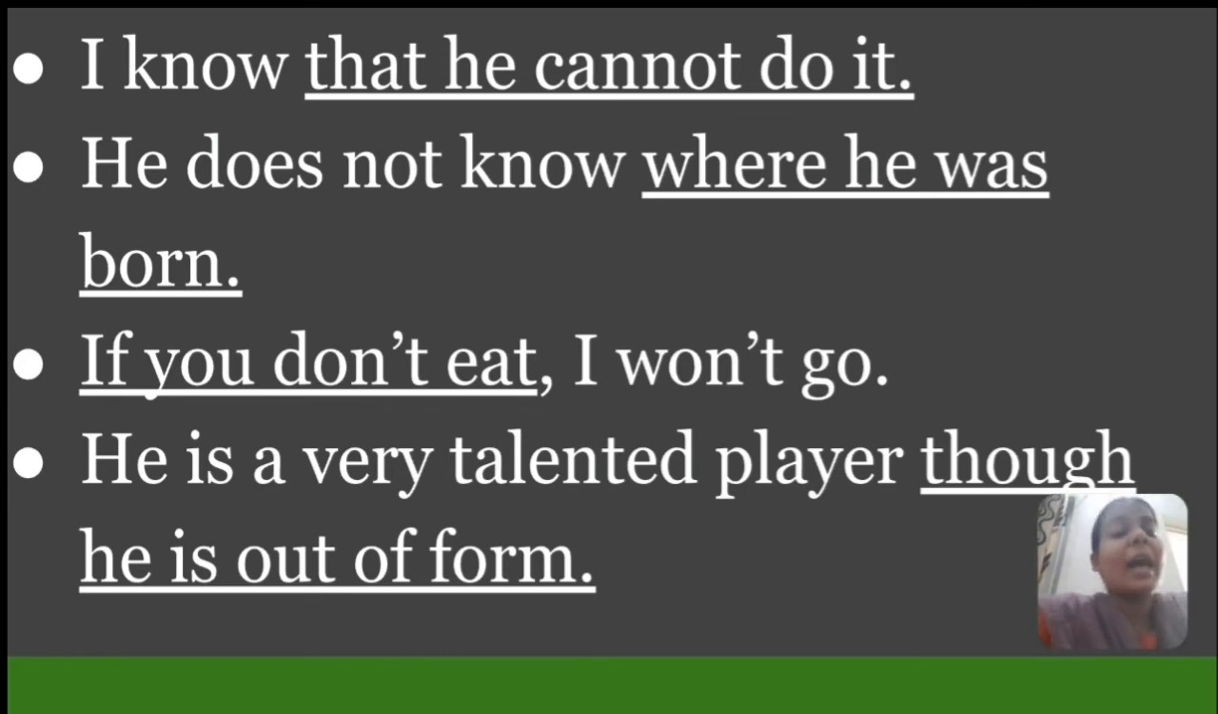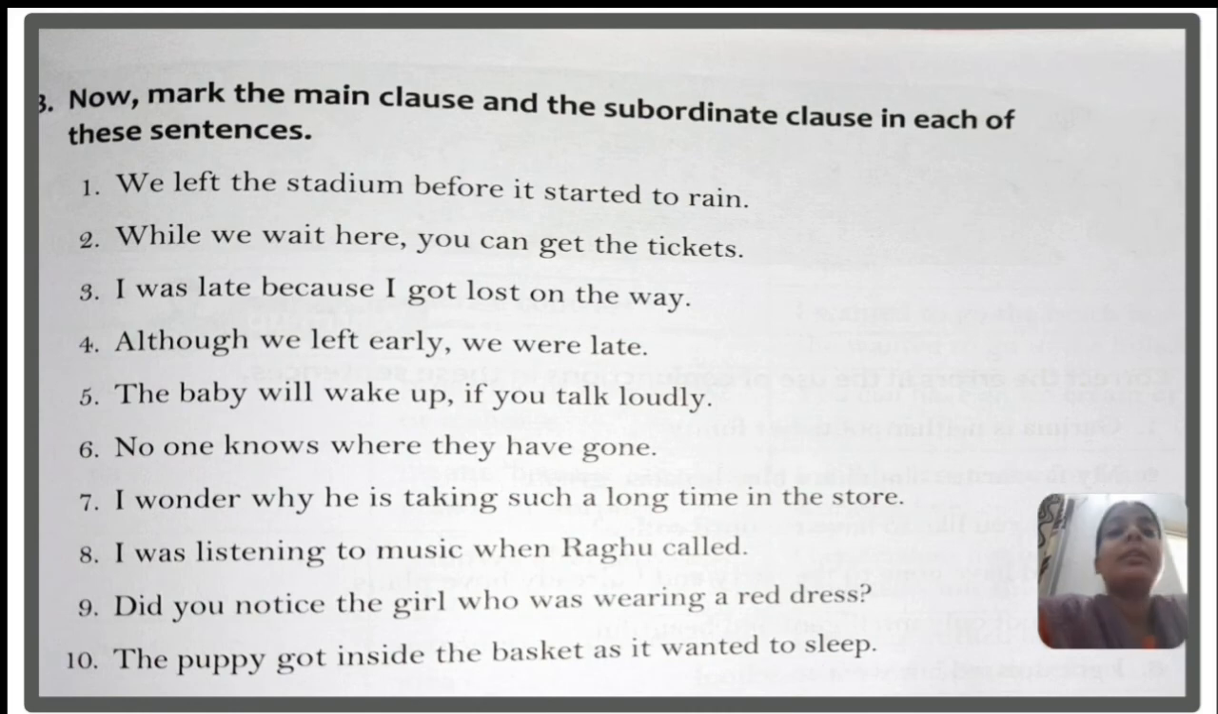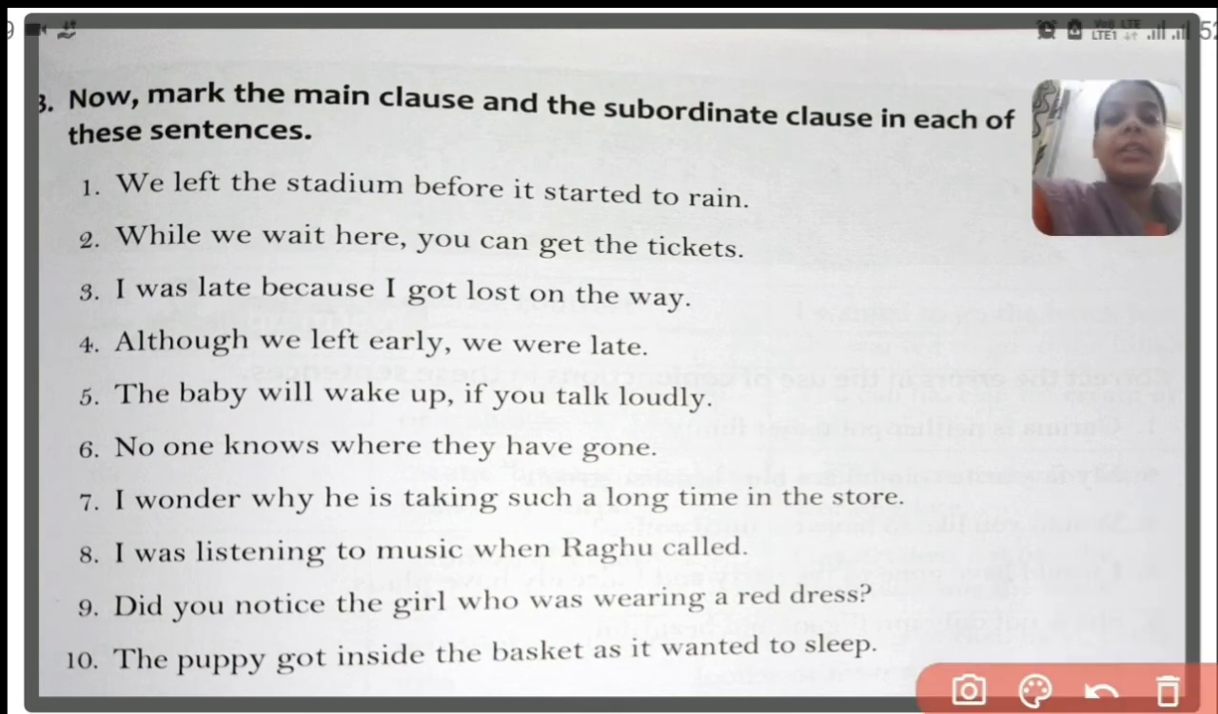Okay, so students, I hope now you are able to identify and understand very well what the independent and dependent clause are. Now it's time to get to some activities and clarify your doubts or the learning which we have learned throughout the video. So here you have to mark the main clause and the subordinate clause in each of these sentences. Okay then students, now let's see the first sentence. We left the stadium before it started to rain.